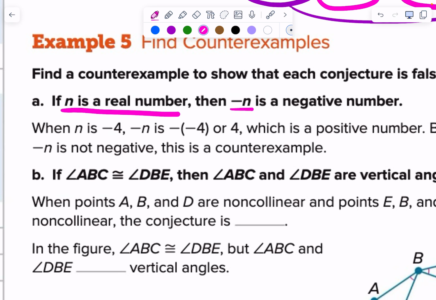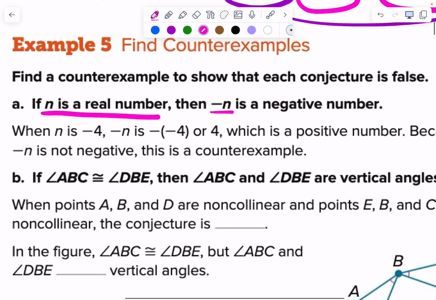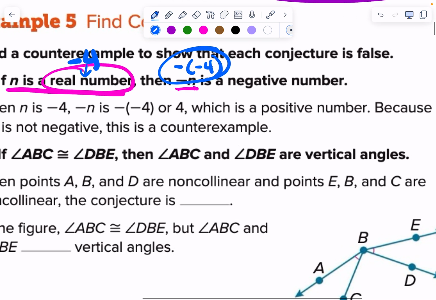Then negative n is a negative number. True or false? If n is a real number and I put a negative sign in front of it, that makes it a negative number. No. If it's a negative number to begin with, is a negative number a real number? They use -4 as a counterexample. If the real number that I'm choosing is negative and I put a negative in front of it, does that make it negative? No, that makes it positive. Two negatives make a positive. So their counterexample was, what if n is -4?